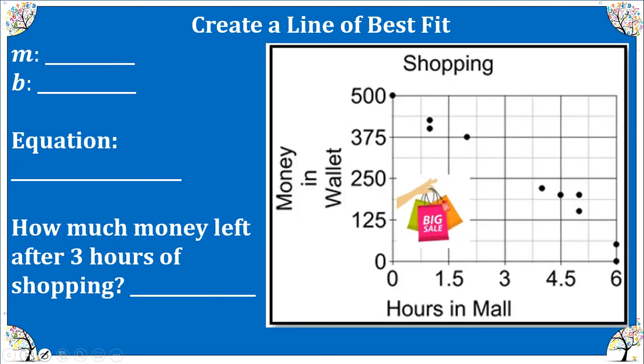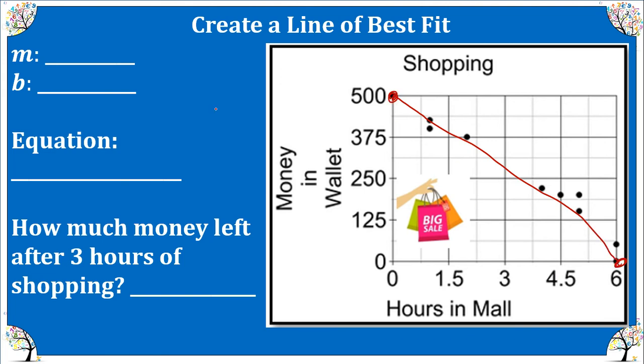Okay, here we have the hours that we spend in the mall and the money in our wallet. So you can see the more hours that we're at the mall, the less money we have in our wallet. So this is a negative correlation. And so let's draw our line of best fit. I'm just going to start here and just go all the way to this point here.